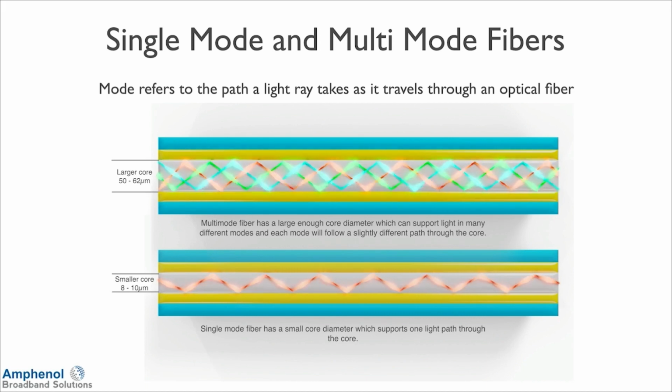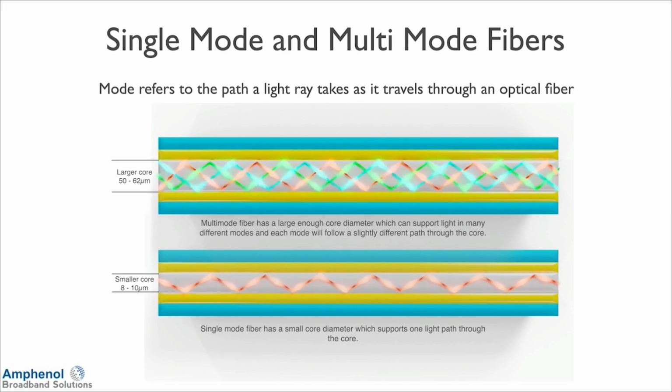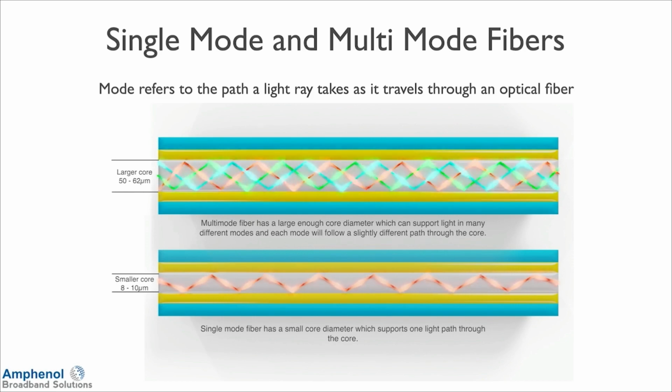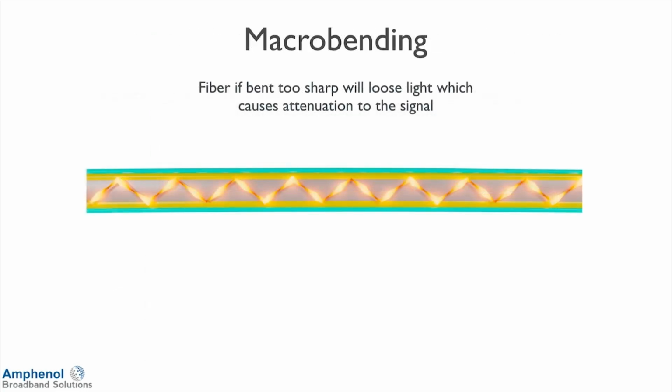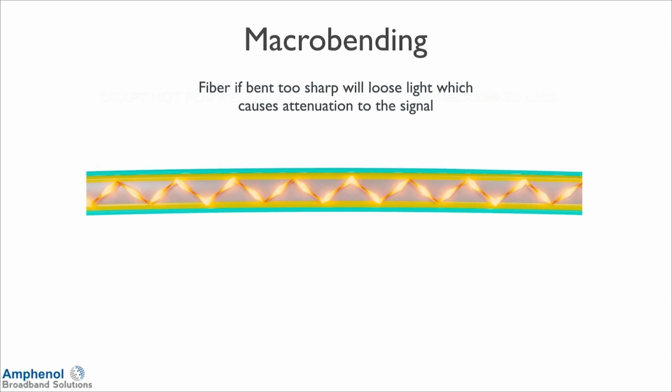So as the wavelengths are going through there, it's only taking a single path. Again, this is what's used mostly in the cable industry. Next, we're going to talk a little bit about attenuation. Here I'm showing a single strand of fiber optic cable. We got the core, the cladding, and the coating.